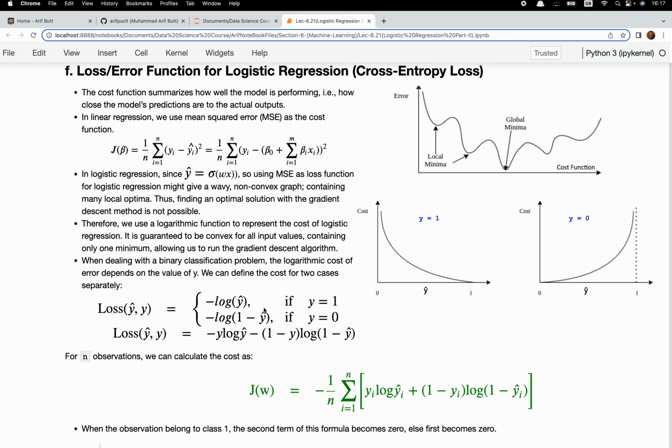So these two lines can be written in one line like this: minus y log of y hat minus (1 minus y) times log of 1 minus y hat. And this is for one observation, and for n observations we can take a summation and divide by n to take the mean. So this formula shown in green is the formula of cross entropy loss, also known as the log loss error.